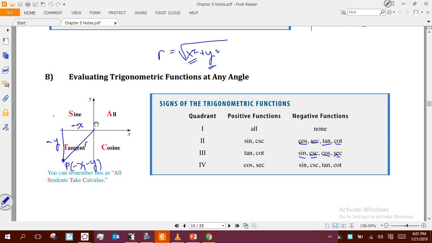But if I do tangent, I'd have opposite, which would be negative y, over adjacent, which would be negative x, so negative y divided by negative x, which would be y over x, which is a positive number. So we've seen here tangent is positive in the third quadrant, and so is its reciprocal. So this is just a mnemonic device that allows you to remember which trig functions are positive and negative inside the coordinate plane. Now the way I remember it is because the x and y axes make a plus sign, this mnemonic device allows me to remember which ones are positive.